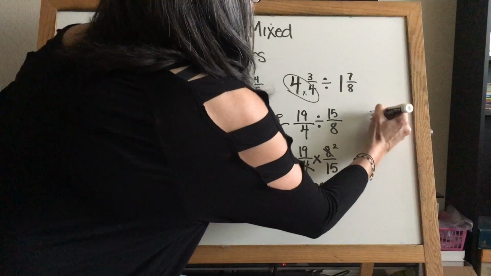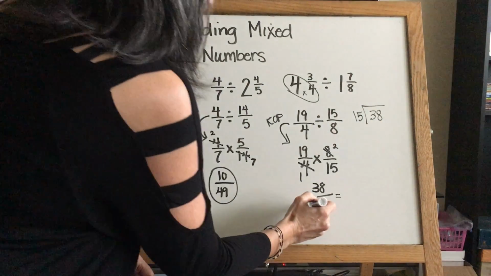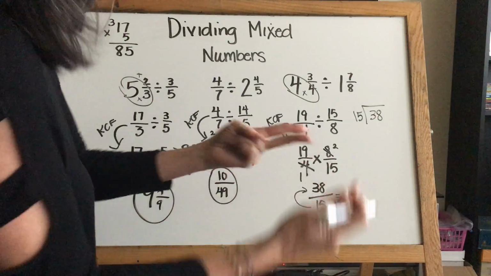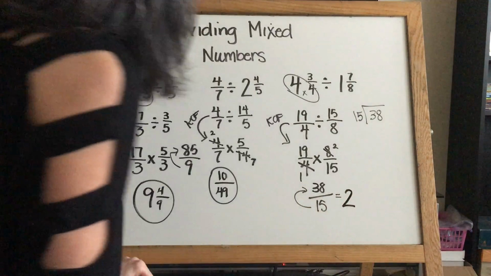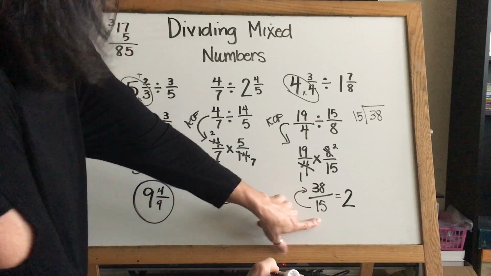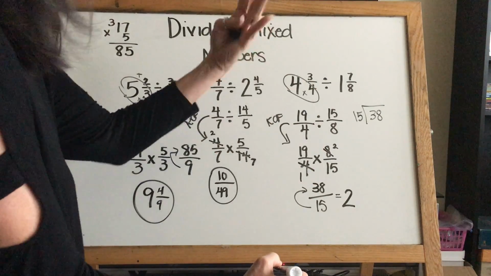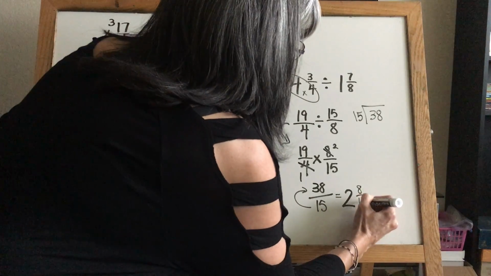So if you need to do 38 divided by 15, you can do it that way if you want to, but we do it the mental way. So 15 is going to go into 38. Well, 15 doubled is 30, so that's perfect. So we know our whole number is going to be a 2. But 2 times 15 is only 30, and we need 38. So from 30 to 38, that's going to be 8 more, and our denominator stays the same.